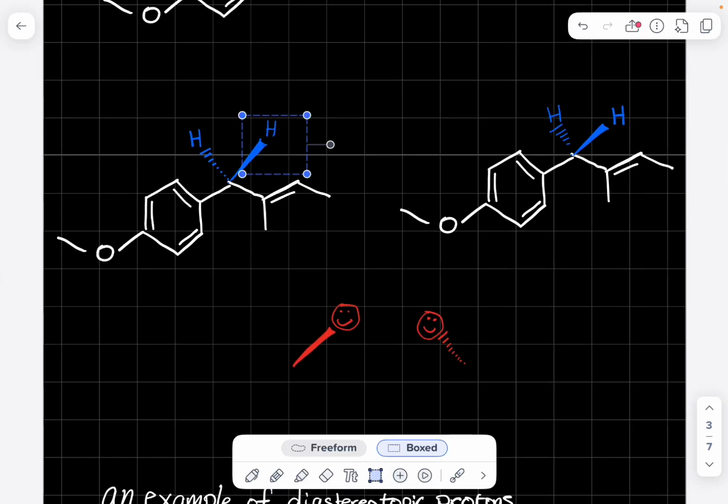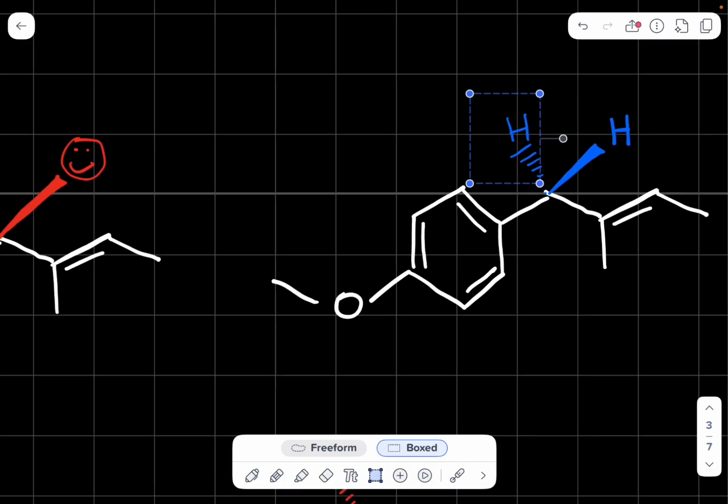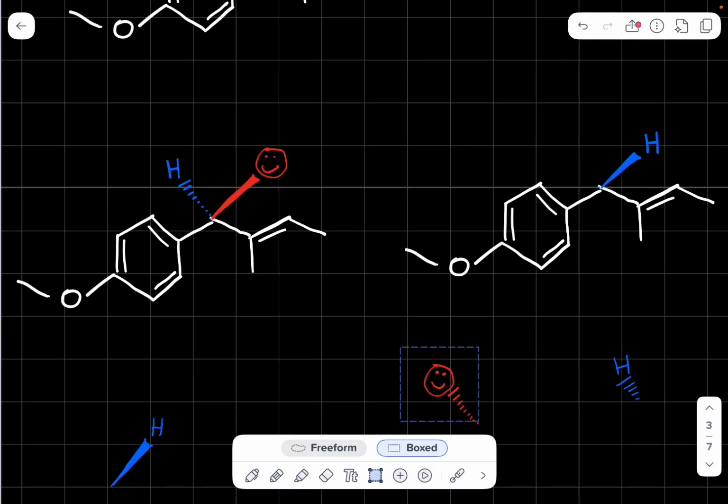So H wedge gets replaced with smiley face. And then you do the same thing for H dash. So you're going to replace H dash with smiley face. Then you're going to analyze the stereochemical relationship between these 2 molecules. If they are enantiomers, the protons get the same label, and if they're diastereomers, the protons get different labels.